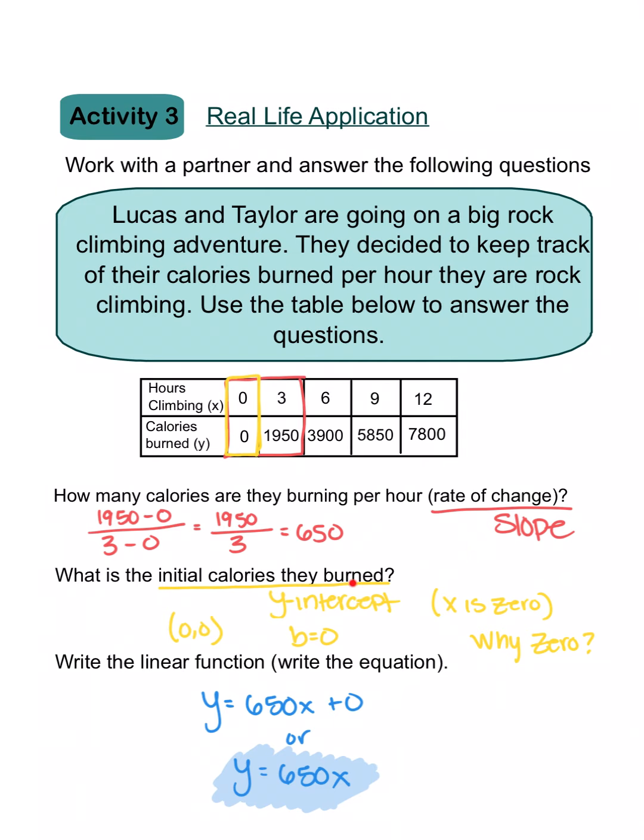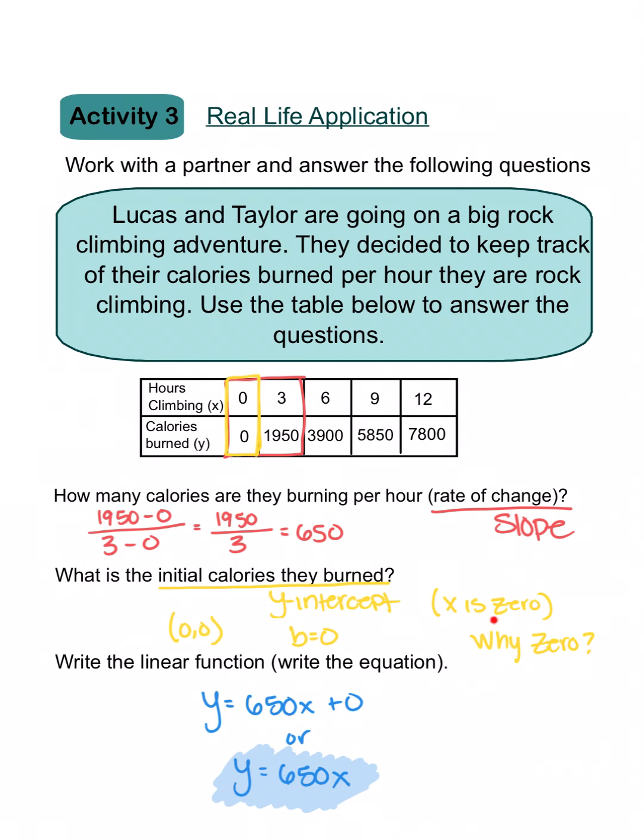What is the initial calories they burned? Well, that would be our y-intercept, that initial part, the starting, or where they began, and that's where your x value is 0. And so right here, we're starting at 0 calories. So your y-intercept is 0 calories.